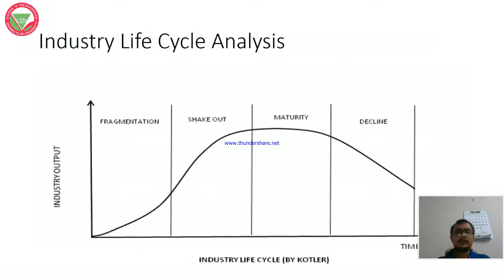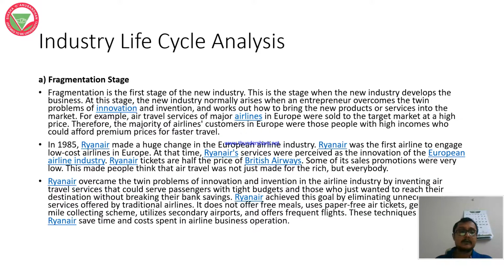So this is your industry life cycle analysis, where two key parameters are taken. One is time and another one is industry output: how much output you are producing and what is the time duration in which you are doing the business. If we put them together, as we have discussed, there are four phases. One is called fragmentation, the second is take-off or growth, the third is maturity, and the fourth is decline. We will be discussing them individually.